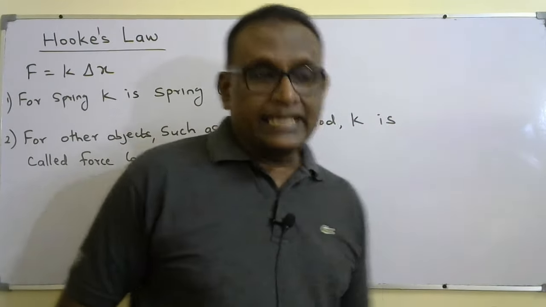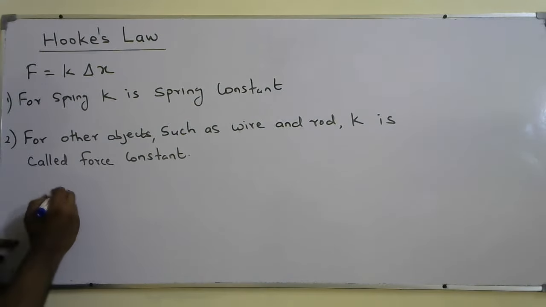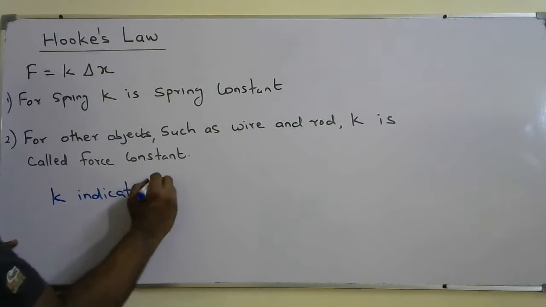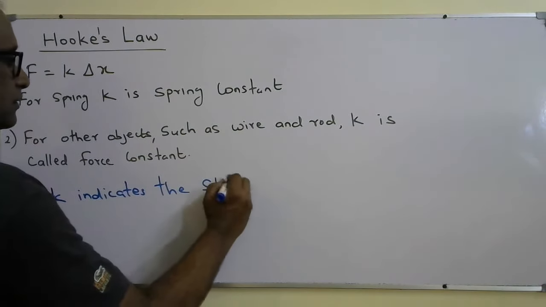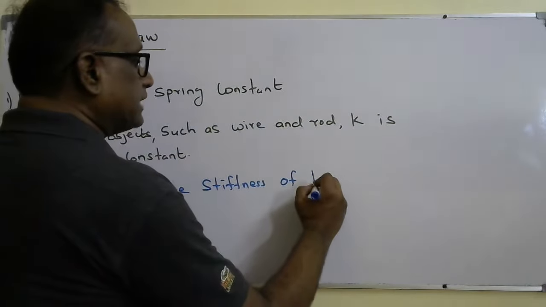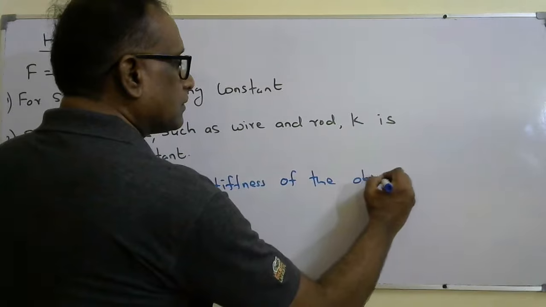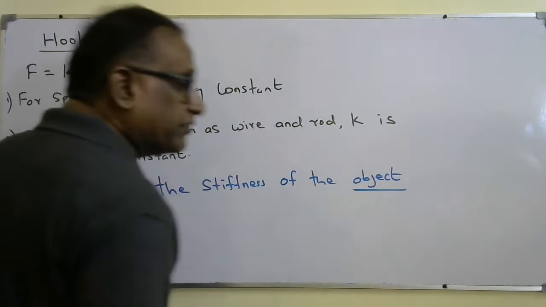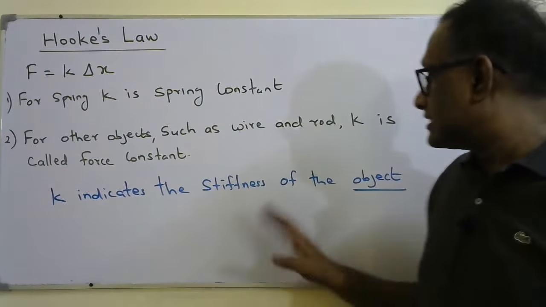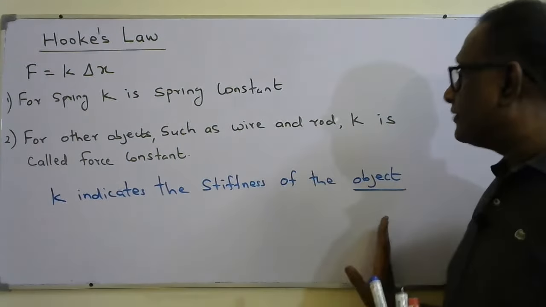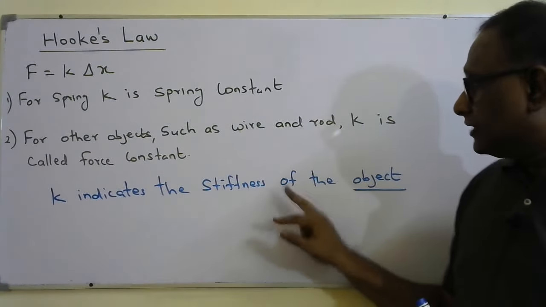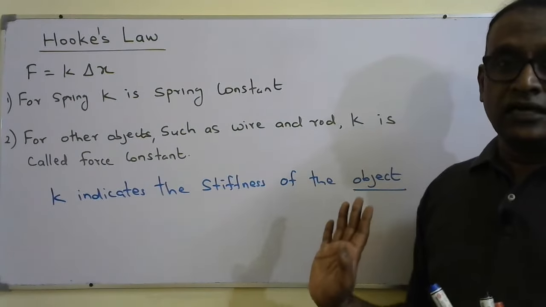What does it indicate? K, the force constant or spring constant, indicates the stiffness of the given object, whether it is the stiffness of the given spring, the given wire, or the given rod. K indicates the stiffness of the given object, not the material.